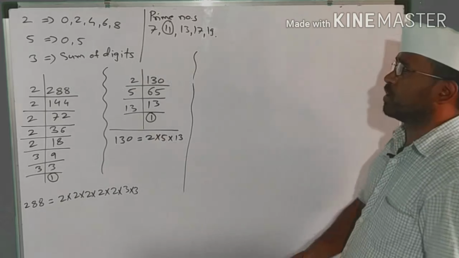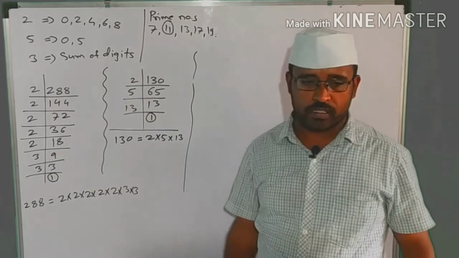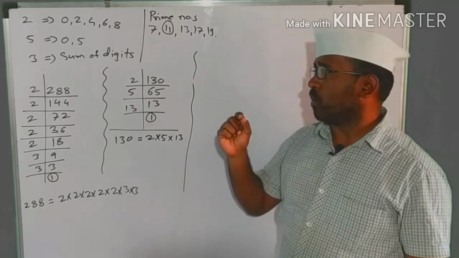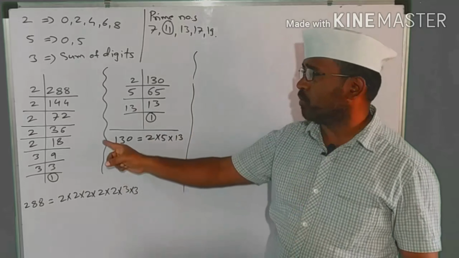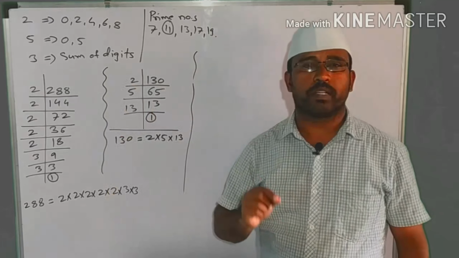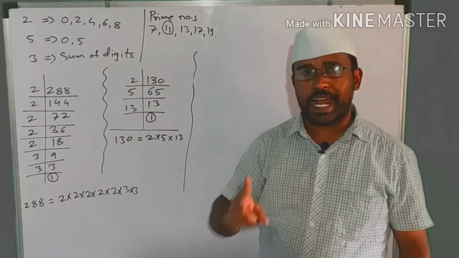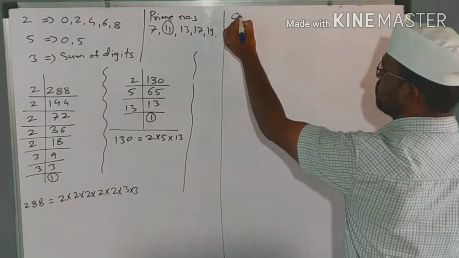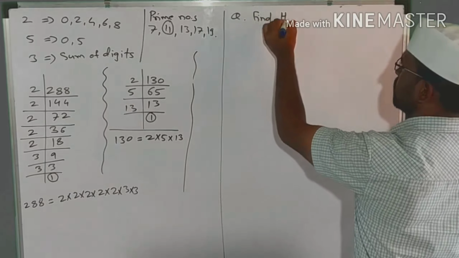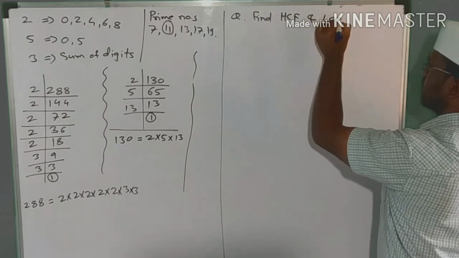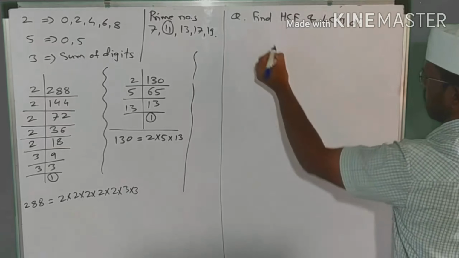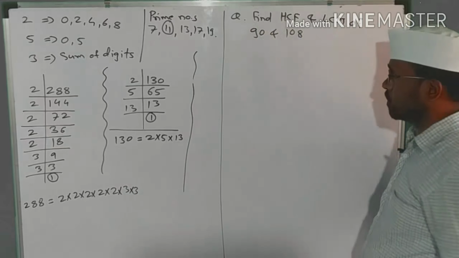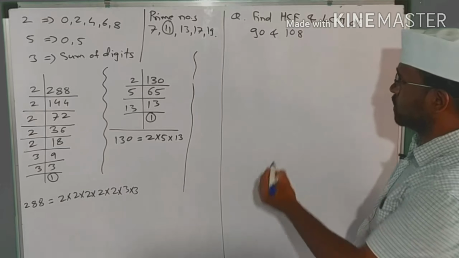Okay students, once we achieve this basic skill of factorization, the same thing we can use in finding HCF and LCM. The only difference is, in factorization we have to factorize only one number, and in HCF and LCM we have to factorize two numbers at a time. Let us see how. For example, the question is: find HCF and LCM of 90 and 108.